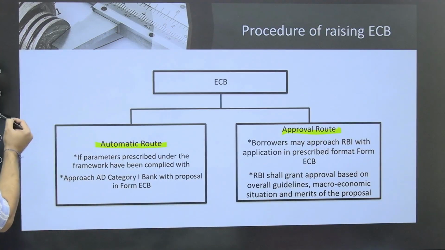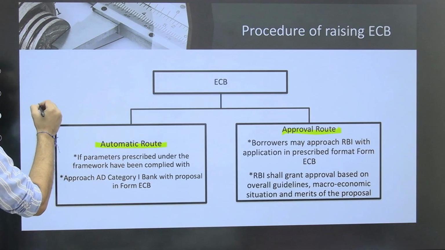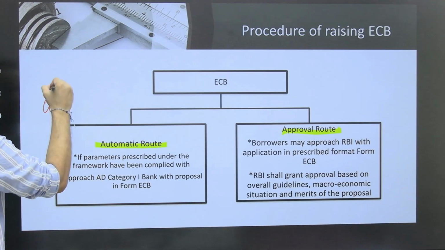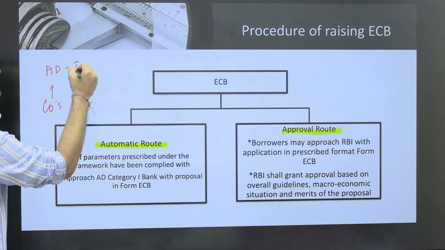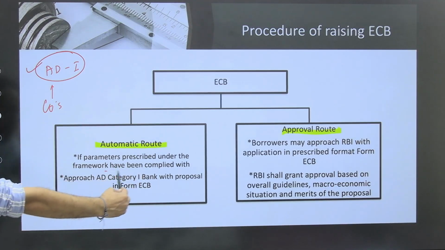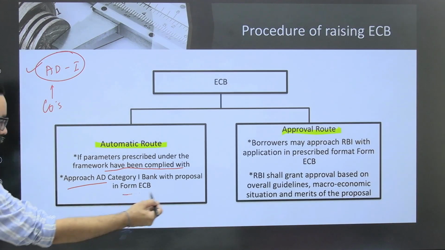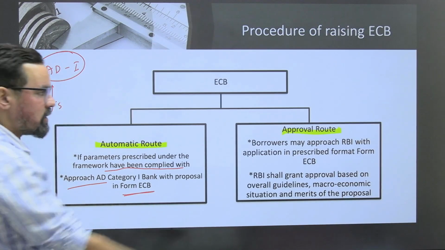Okay, so how do they generally work? In case of the automatic route, let's say there is a company. The company just needs to approach authorized dealers, category 1 banks, if their business is in the approved route. After fulfilling the requirements and all, the authorized dealer will allow them and help them to raise that particular funding, if the parameters prescribed under the framework have been complied with, with a proposal in form ECB, ठीक है. So there is a form called form ECB, ठीक है.